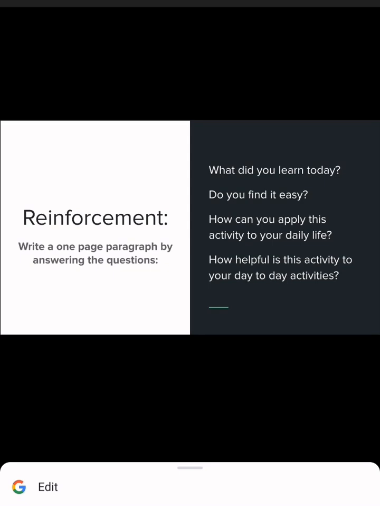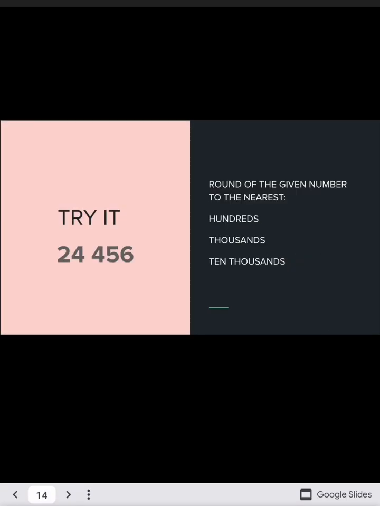So what are the things, what are the errands that you have to do in your daily life that you can apply the rounding off concept? And I would like to know as well how helpful is this activity to your day-to-day life? Okay? So we have 1, 2, 3, 4 questions that you have to answer in a paragraph form. Just use a short bond paper. Okay? You make sure to submit it before the day ends. Also the first activity.